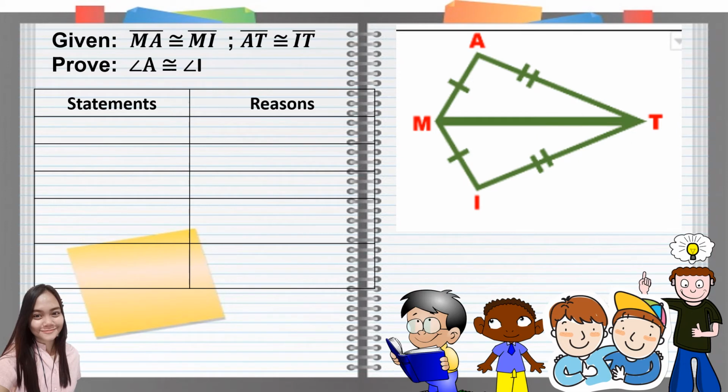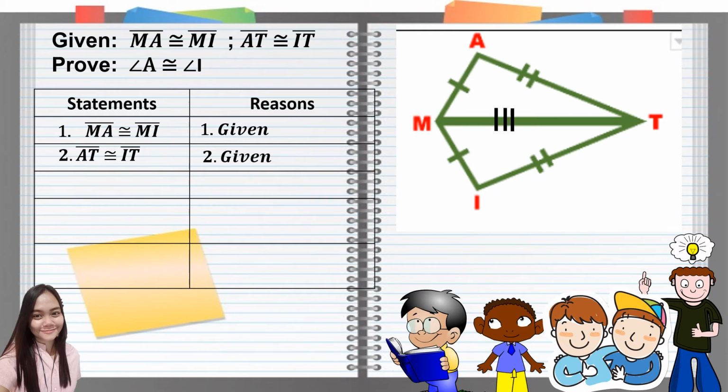Example, given segment MA is congruent to segment MI, and another given which is segment AP is congruent to segment IP, we will be proving that angle A is congruent to angle I. So, our first statement here will be segment MA is congruent to segment MI. At ang reason natin dito ay given. So, yan. Meron na tayong marking sa ating figure. Para sa second statement, we can use the segment AT is congruent to segment IT. At ang reason natin rito ay, of course, given. Ayan. So, meron na tayong marking sa figure.